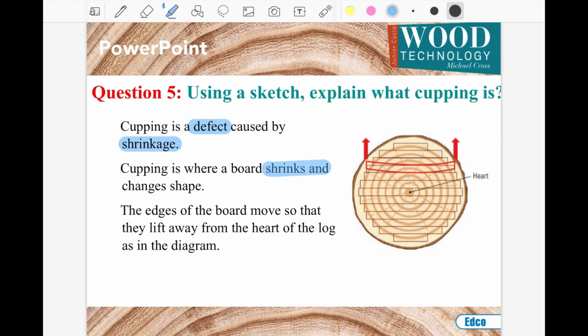So cupping boards, actually, I'm going to highlight that whole sentence because that whole sentence wasn't in the other set of slides and it is very important. Okay, cupping is where a board shrinks and changes shape. In fact, I'm going to put a star beside that because that is an NB, very important. What else is important here then? What happens then is that the edges of the board move so that they lift away from the heart of the log, right? That's another way of explaining it.